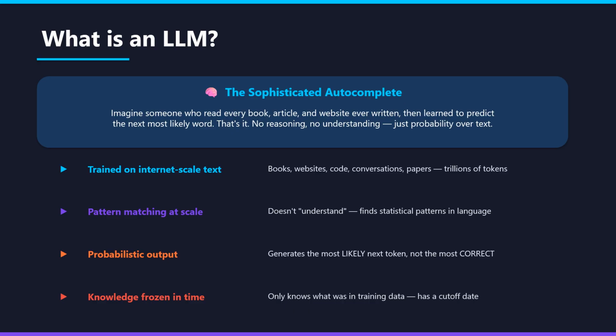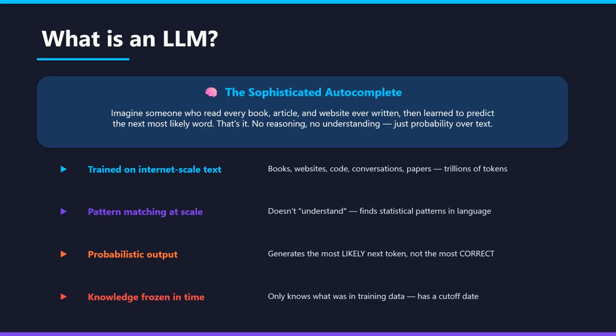Okay, so here is the analogy I use. Imagine someone who has read every book, every article, every website, every piece of code ever written in human history, right? They have absorbed all of it. Now you ask them a question. They can't reason from first principles. They can't actually think, but they can predict, right? With some remarkable accuracy, what text should come next based on all the patterns they have seen.